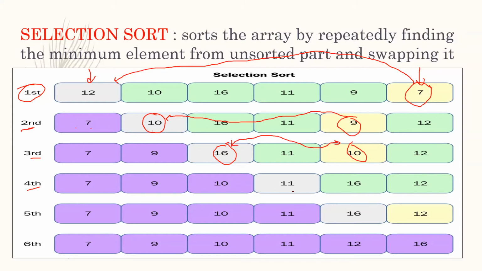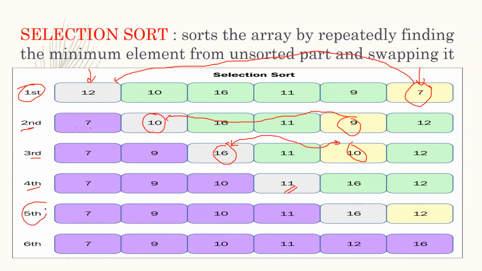And then again, the next minimum element, that is the fourth minimum element, will be 11 only, because all the elements greater than 11 are 16 and 12, so no swapping here. Okay, 11 is at its correct place.